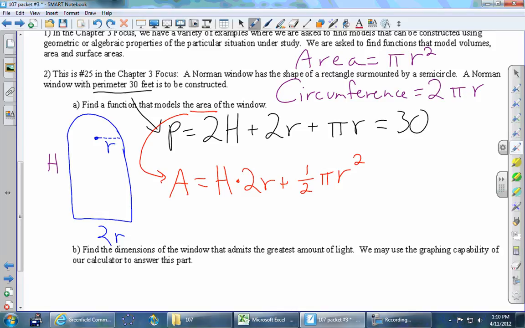Okay, that right there is a formula for the area. How many variables are on the right-hand side? 2. I have h and I have r. That's unfortunate. I can't type it into my y equals because I'm only allowed to type in a single x. So the goal is to get rid of one of those letters. Do you see some information we haven't used yet? Is that 30 equation? What do you think we're going to do in English?